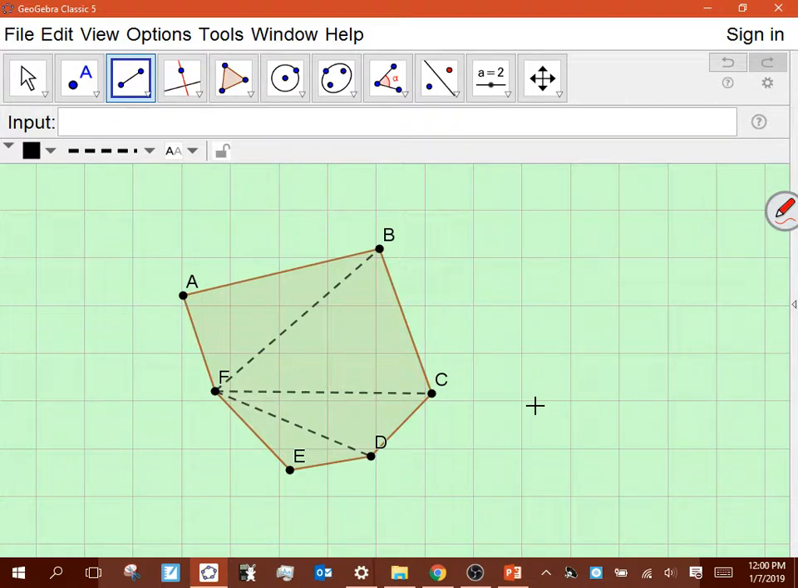Now some of them, like F to C, that might be repeated. When I go from C to A, C to F, and C to E, that distance CF is repeated. So it might not be 18 distinct different diagonals. It might be more like 12 or something like that. There's a lot of diagonals there.